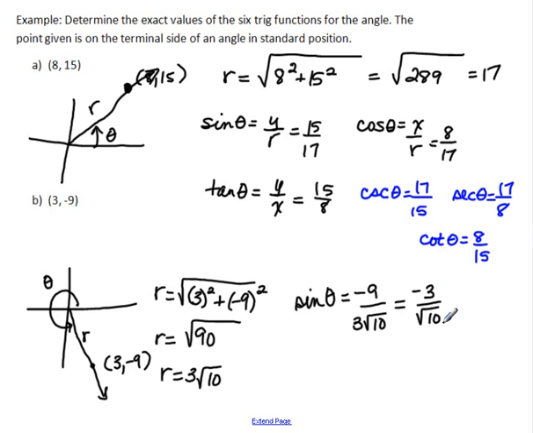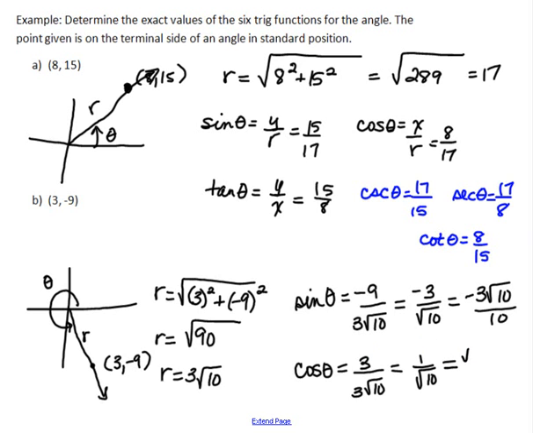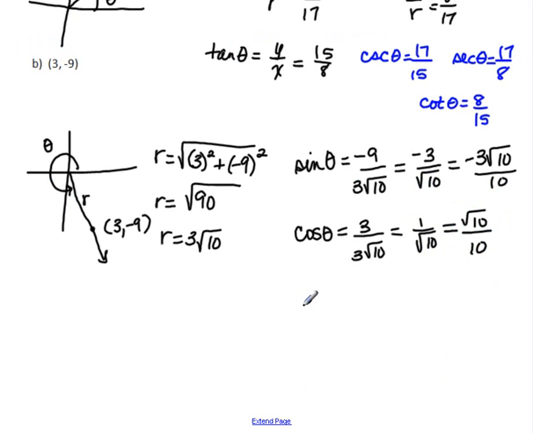And multiplying by the square root of 10 over the square root of 10, we would get -3 square root of 10 over 10. Now, cosine theta would be x over r, so that's really 3 over 3 square root of 10, which would be 1 over the square root of 10. Multiplying by the square root of 10 over square root of 10, we would get square root of 10 over 10. And then what else do we need to find? Tangent of theta is y over x, so -9 over 3, which reduces to -3.